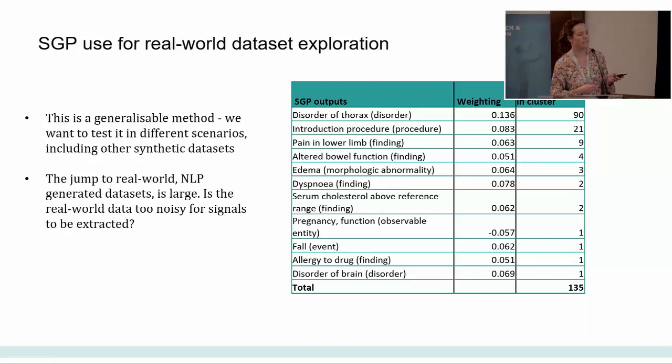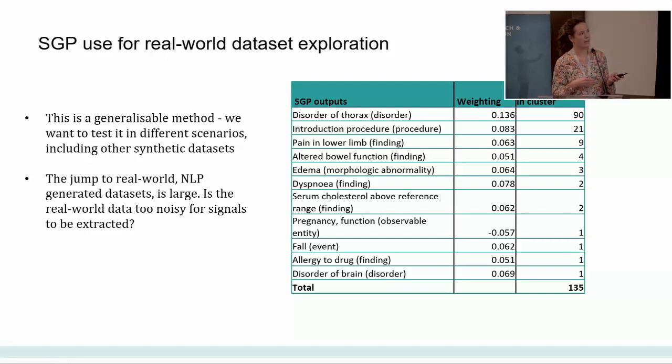So we can see there's 90 SNOMED codes that have been clustered to create this disorder of thorax, and it has the highest weighting. We think that's because this is a hospital data set, so people with diabetes coming into hospital are likely to have some sort of chest pain or chest complaints, especially those who have more complications, who are more likely to have diabetic foot.